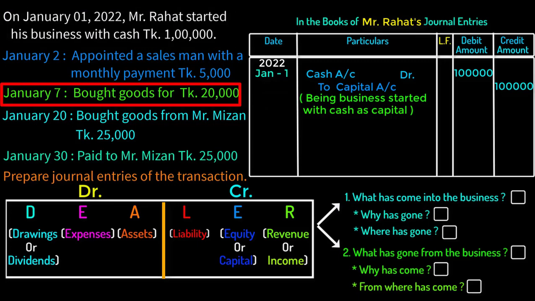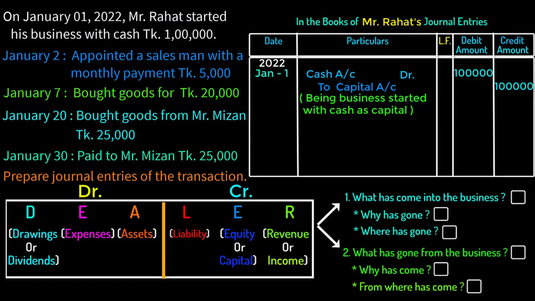Look at this transaction now. January 7, bought goods for taka 20,000. See, is there any name mentioned here from whom the goods were purchased? The answer is no. Again, the word cash is not mentioned here also. Therefore, you have to assume that this transaction is a cash transaction.